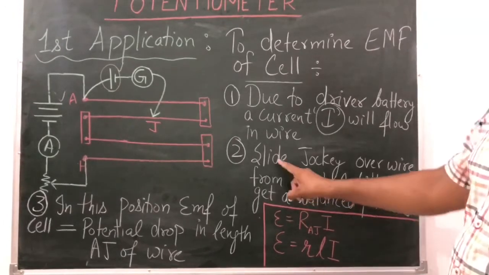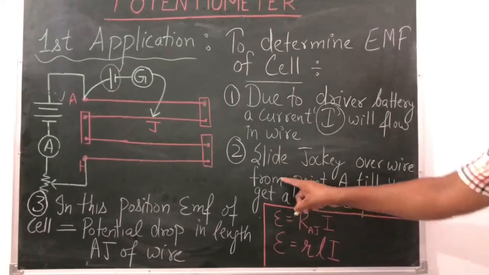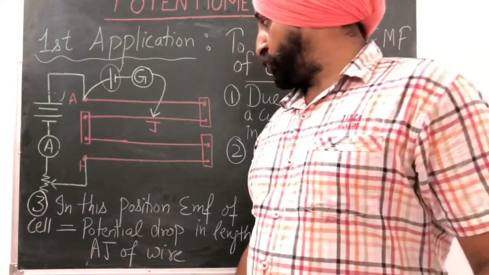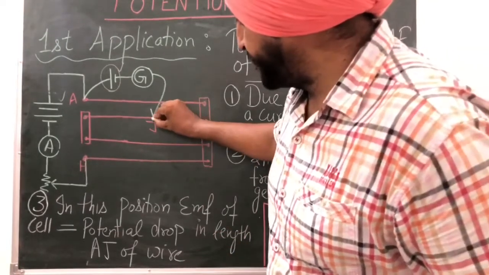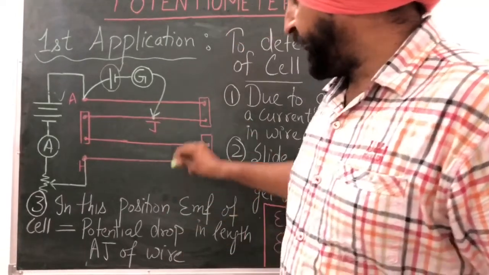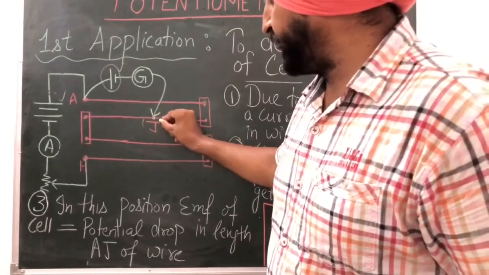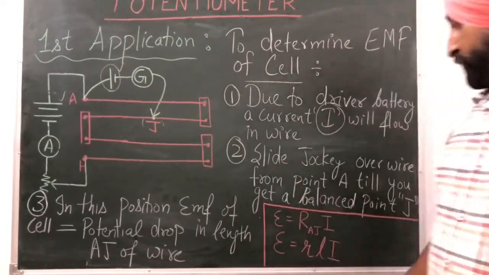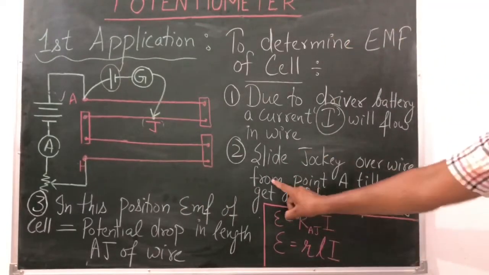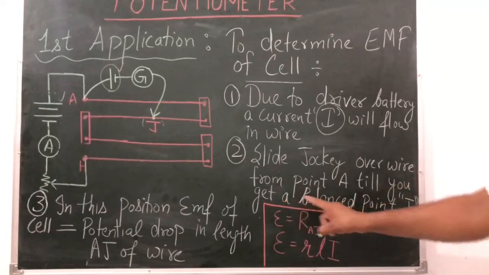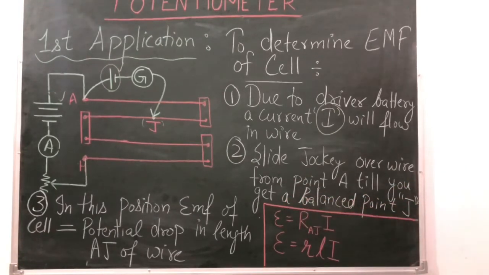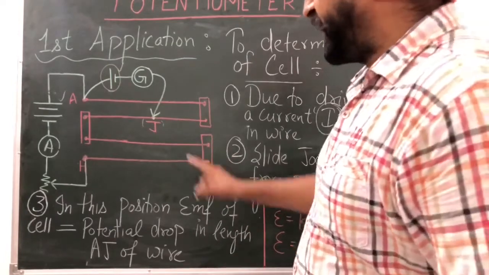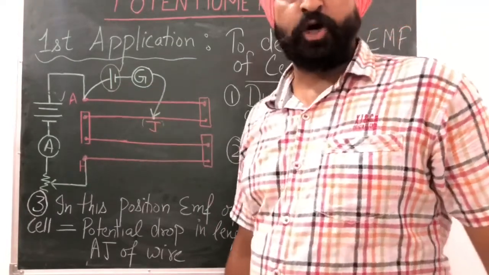Next, slide the jockey over the wire from point A till you get a balance point. Suppose our balance point is coming over here, and we have given this point the name J. So we are considering this point J as the balance point. At this point, this galvanometer will stop showing any deflection.